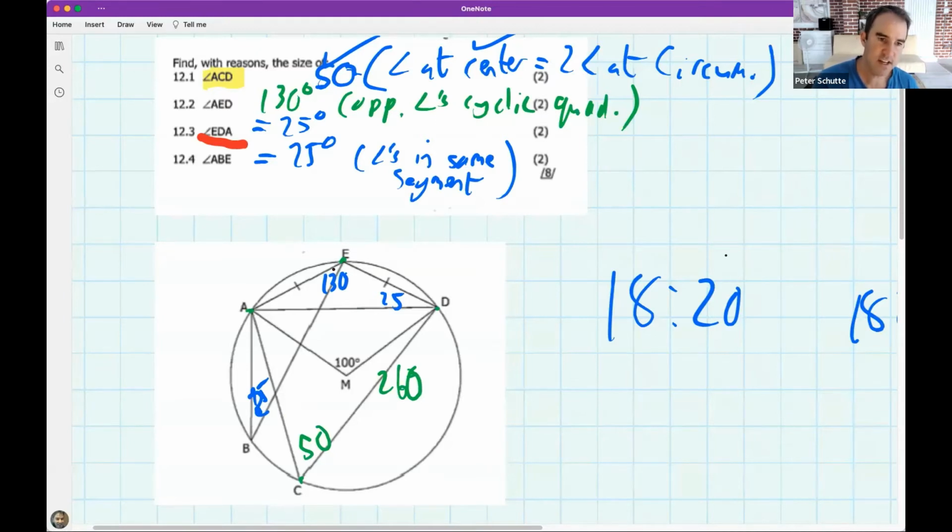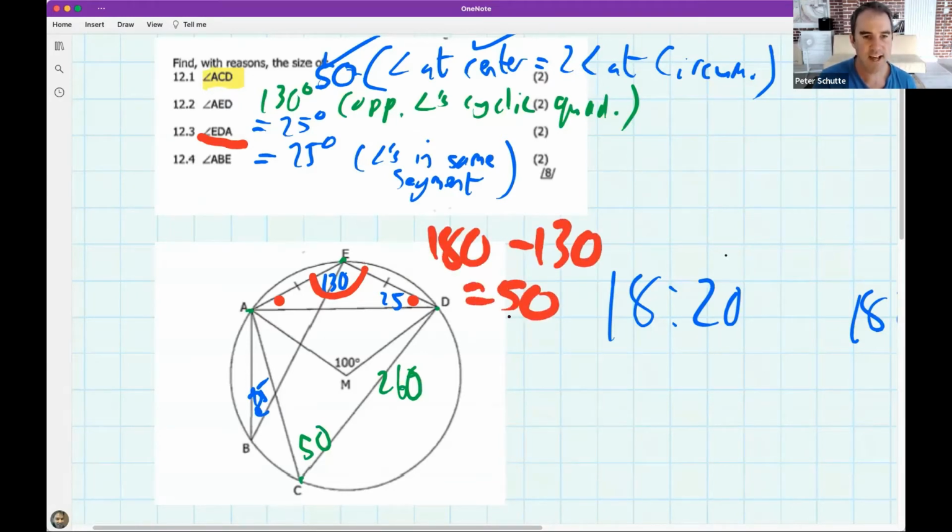Basically, I went, if this is 130, then these two have to be equal. And they're a triangle, so they add up to 180. So 180 minus 130 is 50. And that 50 has to be shared equally, which gives me 25.